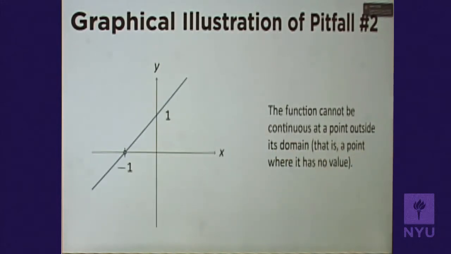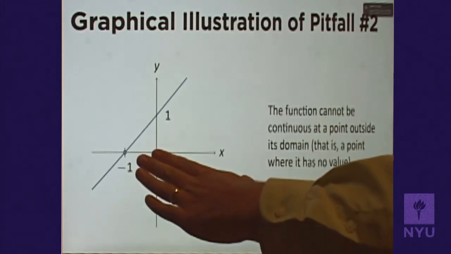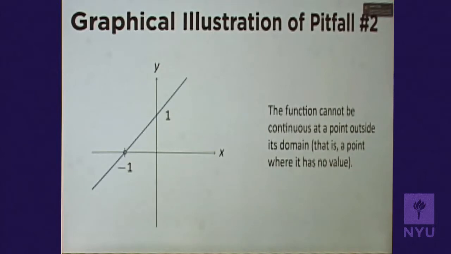Okay, the question of continuity boils down to whether the limit of the function at a point equals the value of the function at the point. We can see on the graph here that the limit as x goes to negative 1 of f of x is 0. But because negative 1 is not a point at which the function is defined, the function fails to be continuous at negative 1.